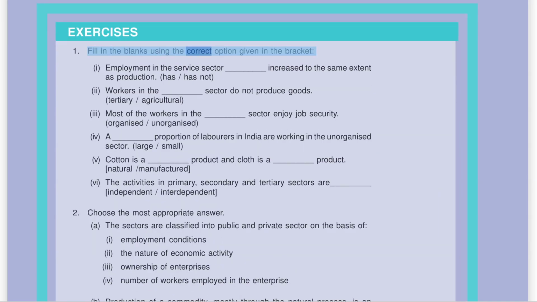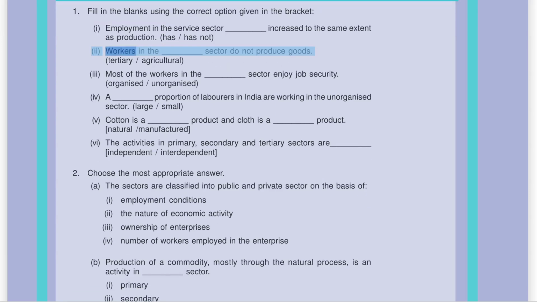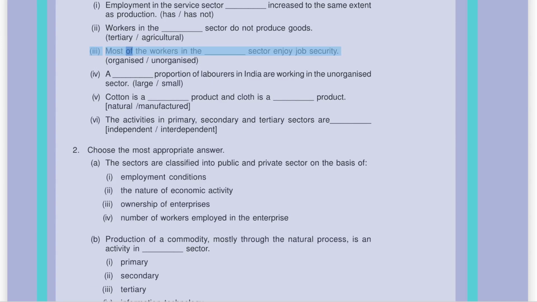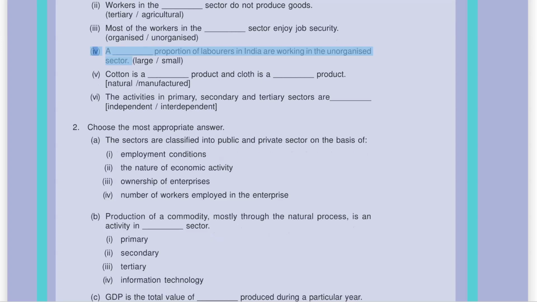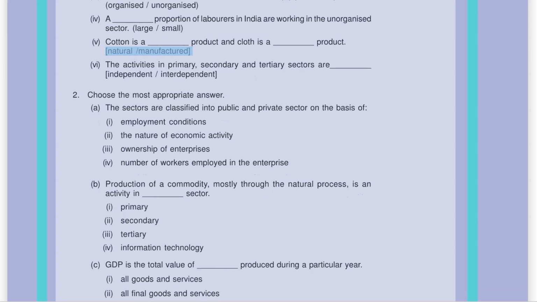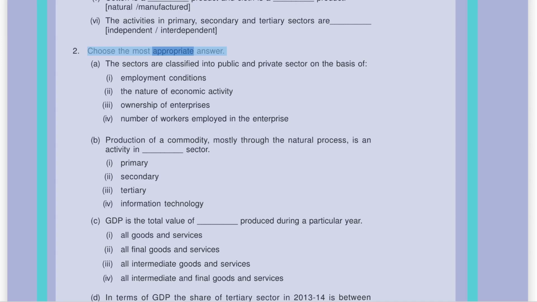1. Fill in the blanks using the correct option given in the bracket. I. Employment in the service sector has not increased to the same extent as production. 2. Workers in the tertiary/agricultural sector do not produce goods. 3. Most of the workers in the organized/unorganized sector enjoy job security. 4. A large/small proportion of laborers in India are working in the unorganized sector. 5. Cotton is a natural/manufactured product and cloth is a natural/manufactured product. 6. The activities in primary, secondary, and tertiary sectors are independent/interdependent.